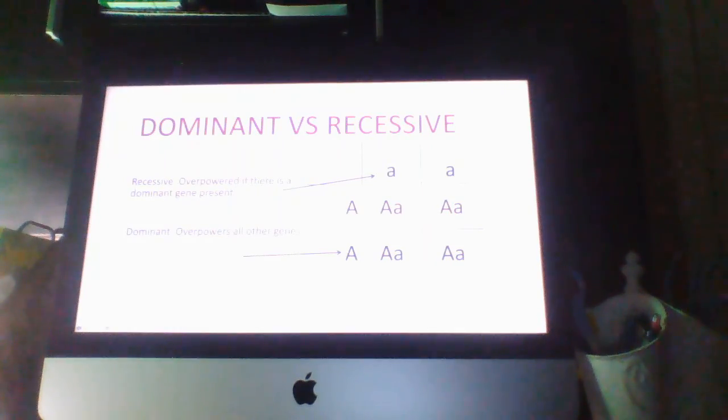Now we're going to look at something called dominant and recessive. When you have a recessive allele, it's overpowered by a dominant gene. Dominant ones are going to have capital letters. These dominant genes are going to overpower these recessive genes. Dominant is always going to be the capital letter. Recessive is always going to have a lowercase letter.